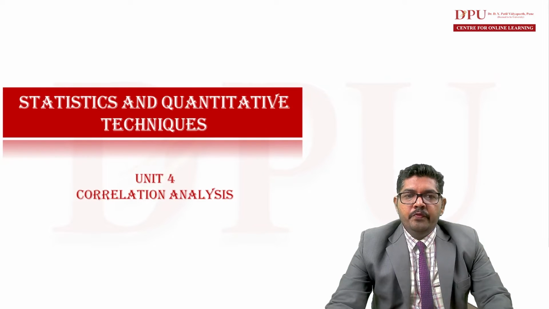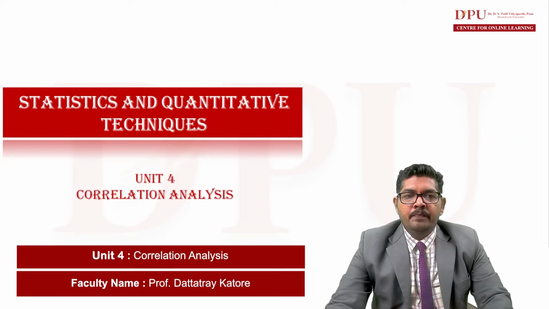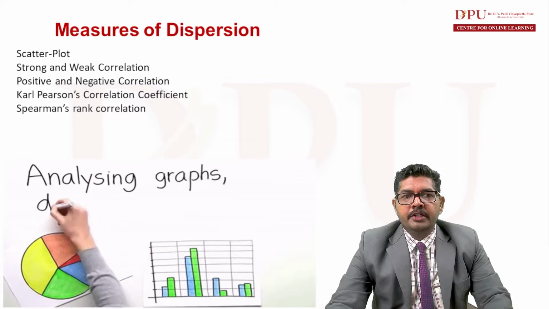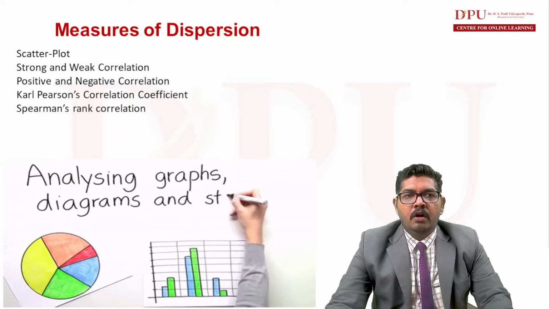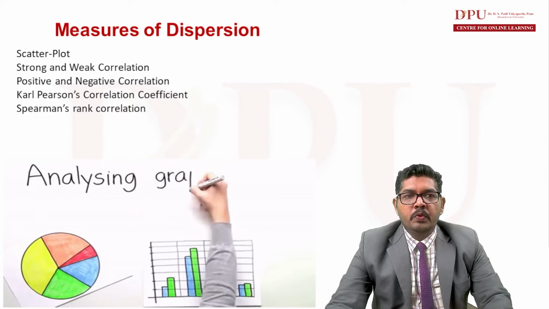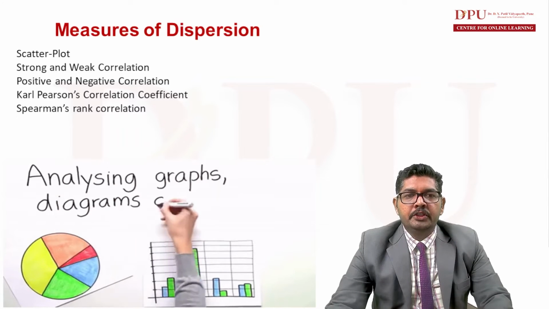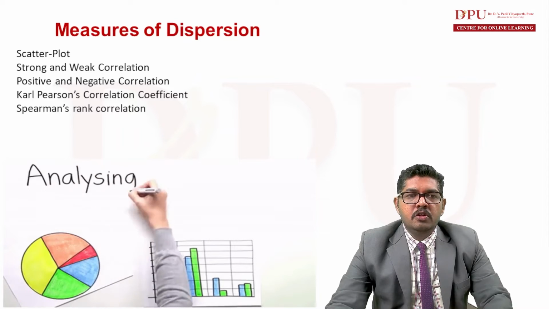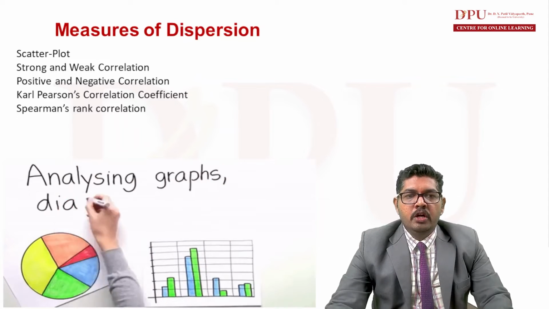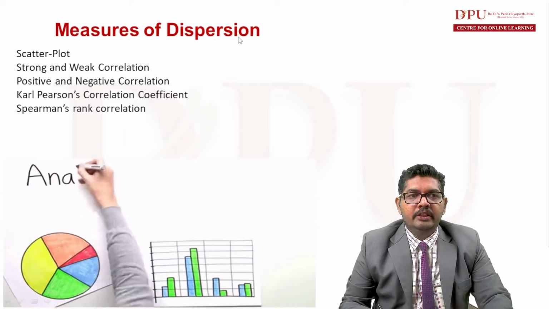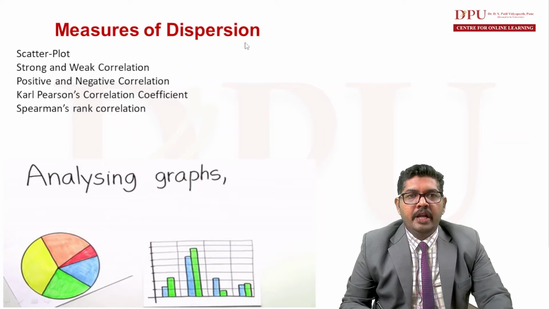In this video, we are going to discuss Unit 4, that is Correlation Analysis. So in this particular video, we are going to discuss scatter plot, then strong and weak correlation, positive and negative correlation, Karl Pearson's correlation coefficient, and Spearman's rank correlation coefficient. So these are the things which we are going to discuss, and this is not measure of dispersion actually. This is a correlation analysis.